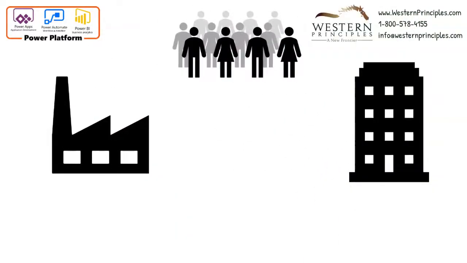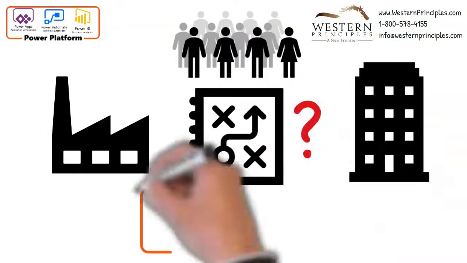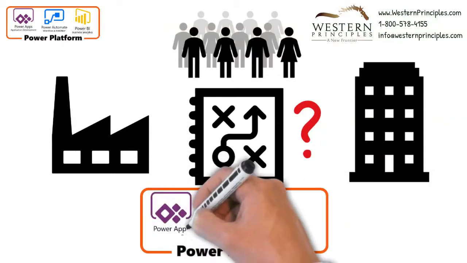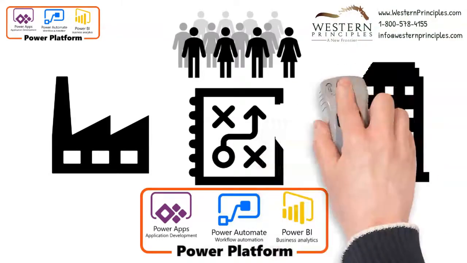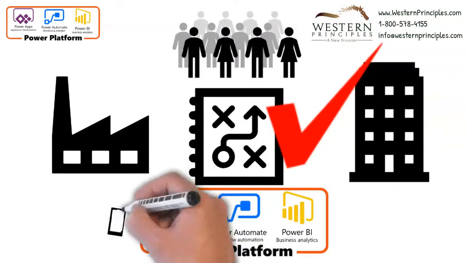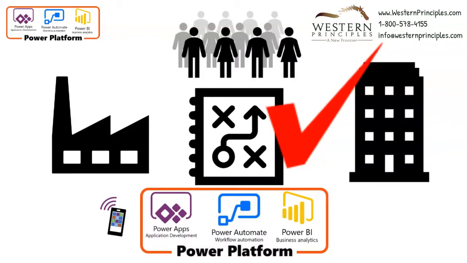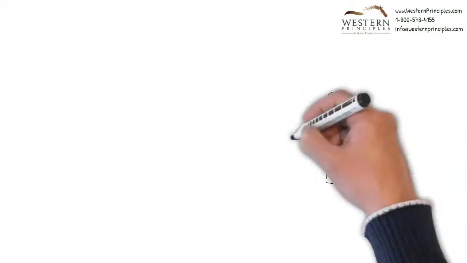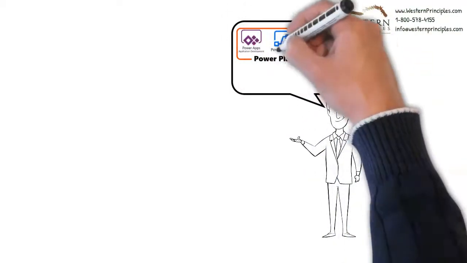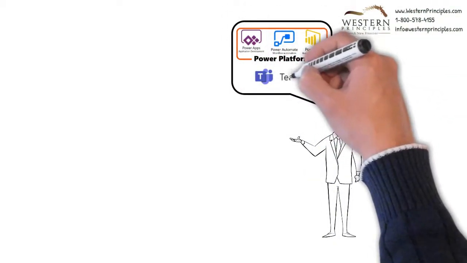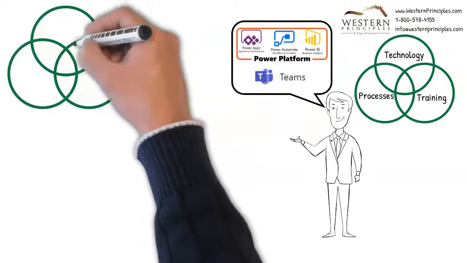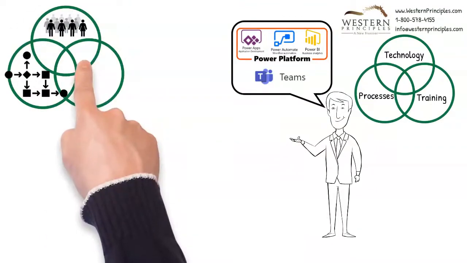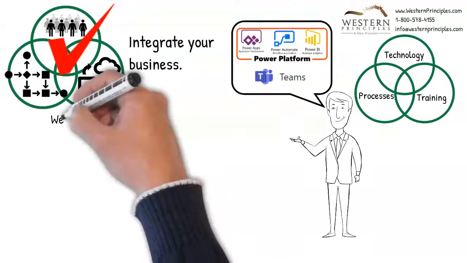Your business, your business, your business. Let's talk about your business and how we can help you create an integrated system of people, processes, and strategic technology working together. Let's keep it easy and do it fast by using the Microsoft Power Platform, whether on the desktop, on a mobile app, or in Teams. Western Principles knows the Power Platform and Microsoft Teams, and we can help you with technical services, business process services, and training services to help you create an integrated system of people, processes, and strategic technology working together.